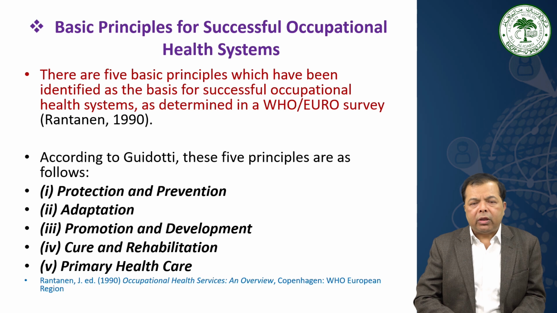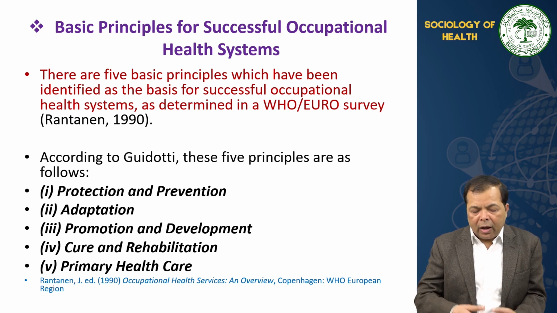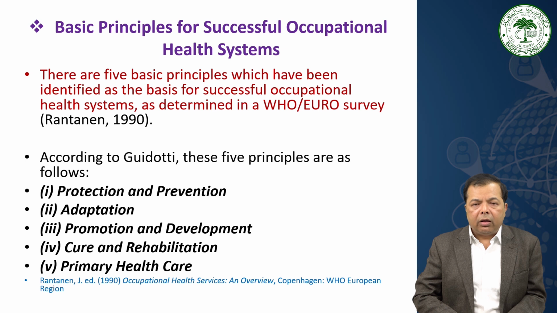So Guidotti has identified some of these principles, and according to Rantanen, there are 5 basic principles which have been identified as a basis for successful occupational health system as determined in a World Health Organization Euro survey. Right. So, what are these principles? These are protection and prevention, then adaptation, then promotion and development, then cure and rehabilitation, and primary health care. So I think we are aware of all these concepts. We do have a fair understanding.